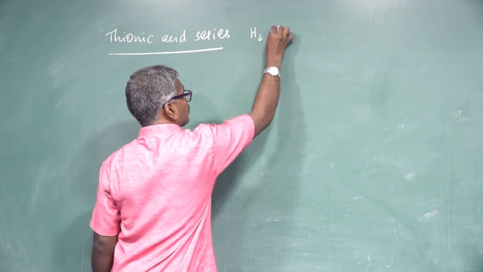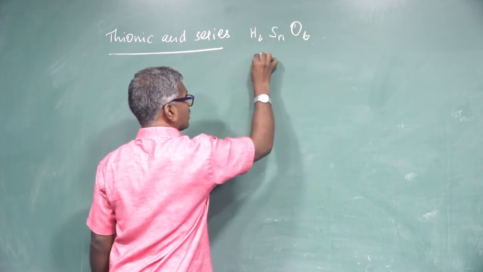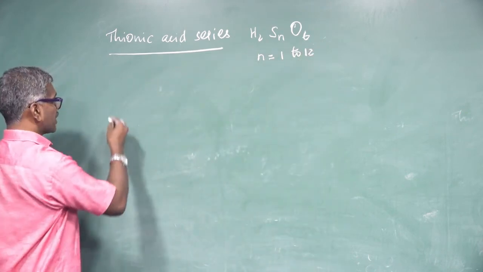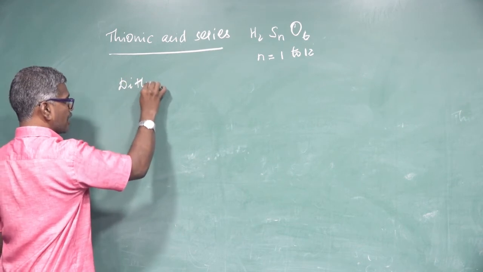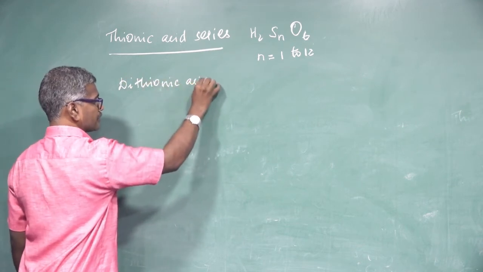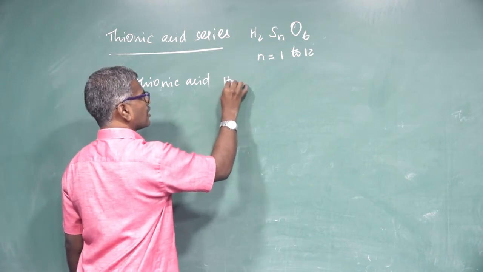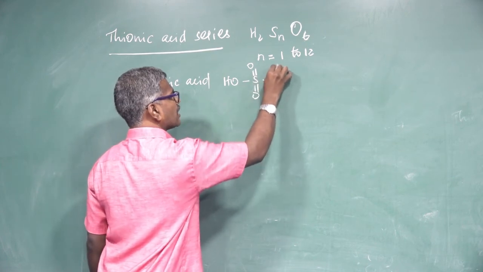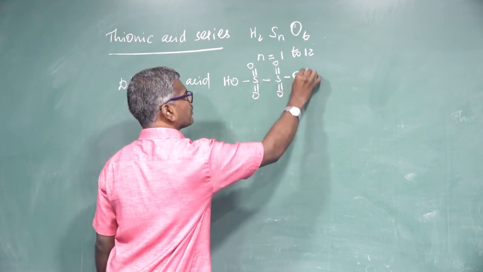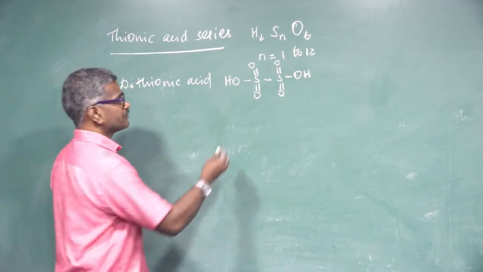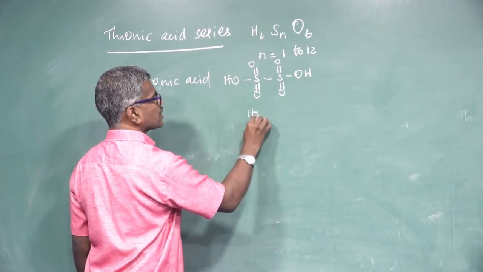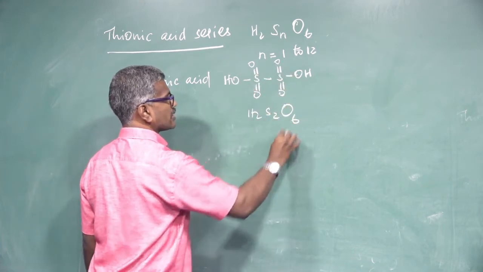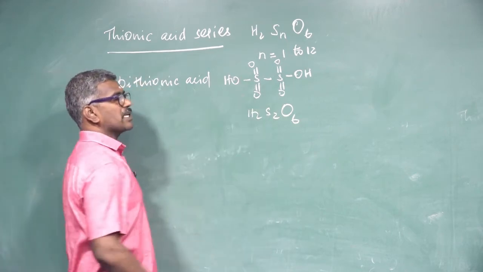Formula H2SnO6, n is equal to 1 to 12. For example, dithionic acid. Structure: HO-S(=O)(=O)-S(=O)(=O)-OH. What is the formula? How many hydrogen? 2 hydrogen, H2. How many sulfur? S2. How many oxygen? 1, 2, 3, 4, 5, 6. 6 oxygen. This sulfur exhibits sp3 hybridization.